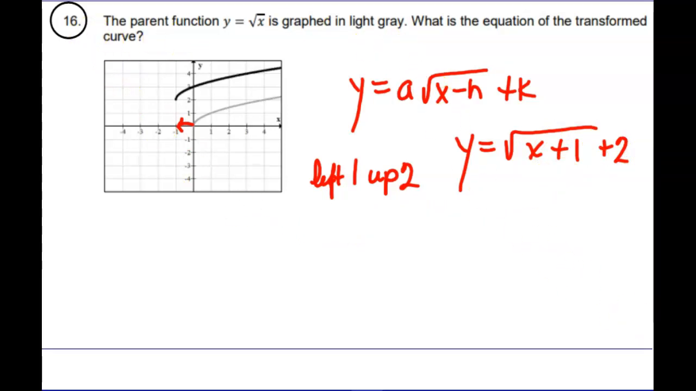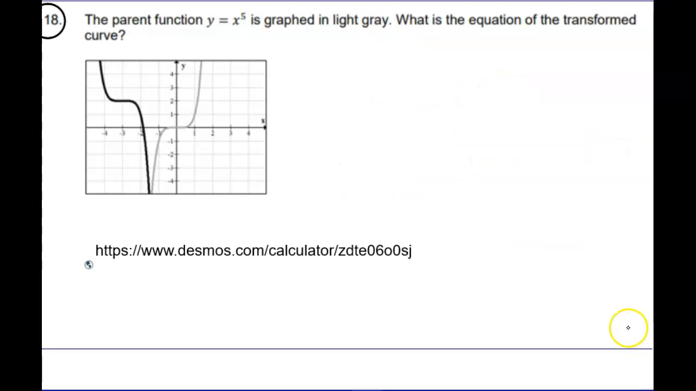Okay. I wish they were all this easy because I think it gets harder eventually. Okay. This is an x to the 5th, which is complicated, but anyway, it's the same shape as an x cubed. It's just a little flatter in here. It would look like this. Okay. So what do we think happened to get it over there?